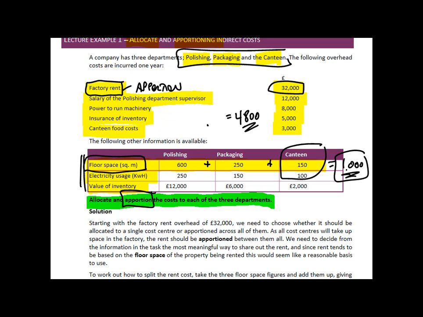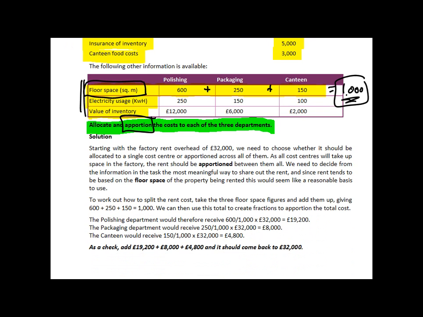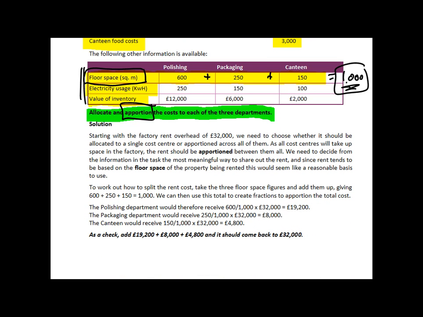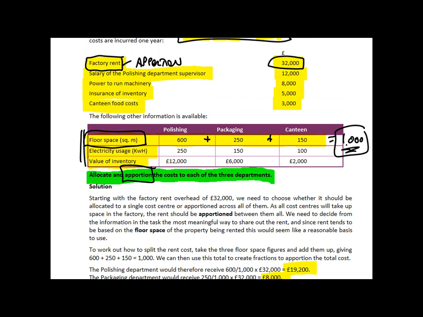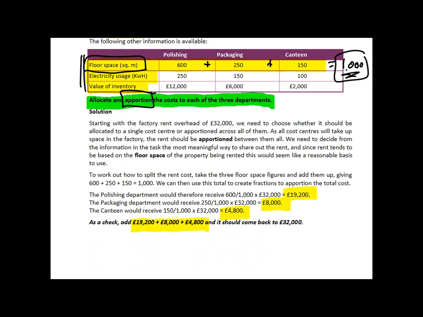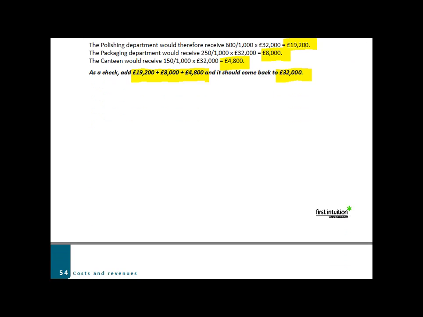I've just worked through the figures there on the screen. This is shown in a bit more detail lower in the page. You can see the 19,200 for polishing, 8,000 for packaging, 4,800 for the canteen. What's always worth doing is adding those figures back up, because I know that I was spreading out £32,000. So they should add back to the £32,000. It's worth double checking that your numbers make sense. And that tells me how much I'm going to give each department.